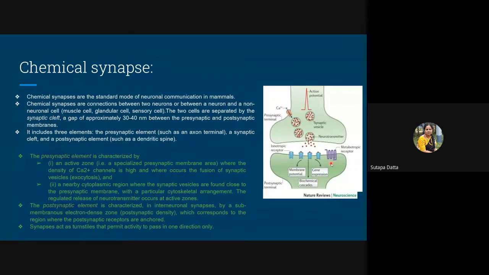Okay, so this is the structure of the chemical synapse. Later on, we will discuss how a signal is transmitted from the presynaptic membrane to the postsynaptic membrane via these chemical synapses. Hope up to this it is clear to you all. Is there any question? Or may I proceed further?